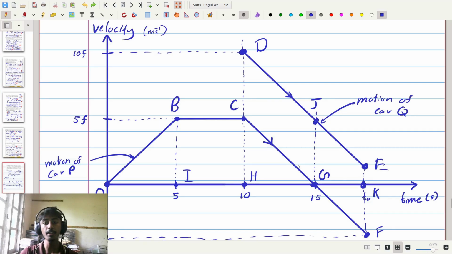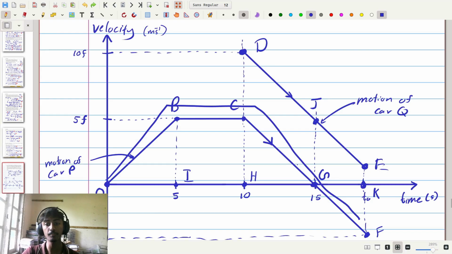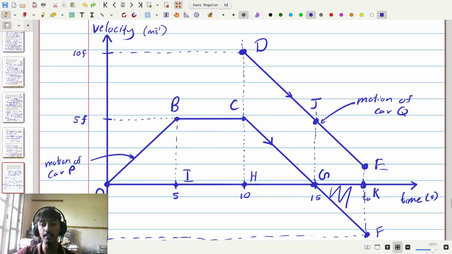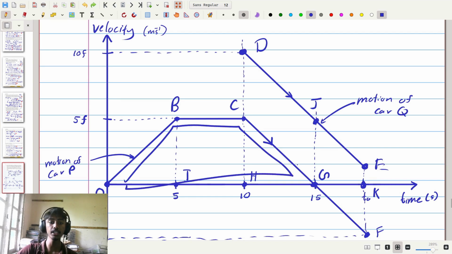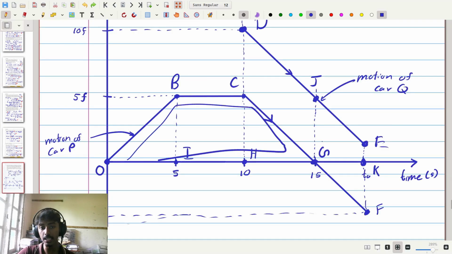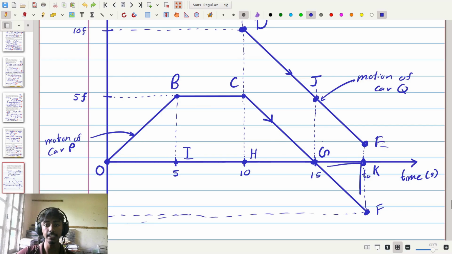Now similarly, we need to consider the other displacement, which is the displacement of car P, which will be equal to the area under the graph of the motion of car P. Now here, part of the area is above the x-axis, which is positive, but part of the area is under the x-axis, which means it's negative. So here, the area of this little triangle GKF is negative, but the area OBCG is positive. So therefore, the total displacement of car P is going to be equal to this area OBCG minus the area GKF.